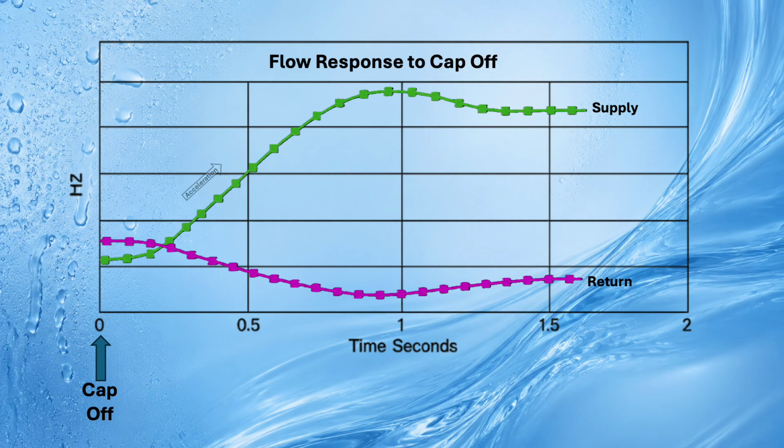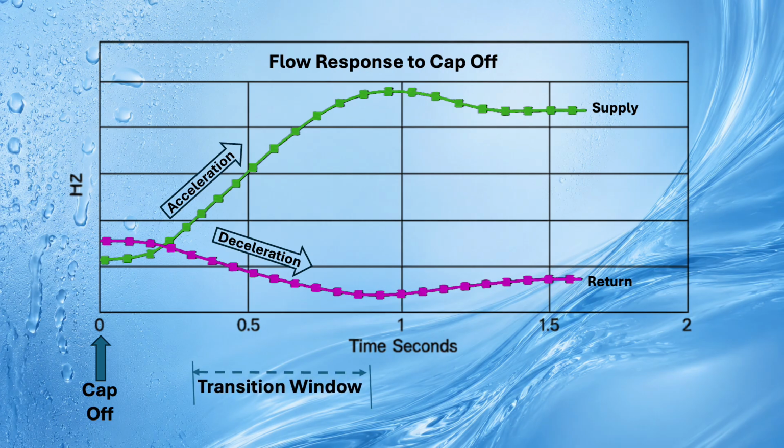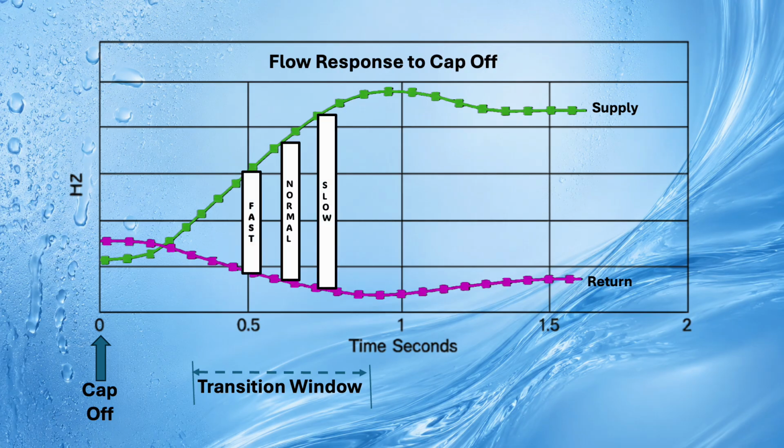By comparing the acceleration and deceleration of the supply and return sensor frequencies respectively, we turn the transitions that make flow comparisons slow into an advantage. The result is fast and reliable cap-off detection. But it's difficult to directly quantify the accelerometer thresholds. So to simplify setup, the WeldSaver provides 5 relative levels of detection labeled normal, fast, slow, fastest, and slowest.